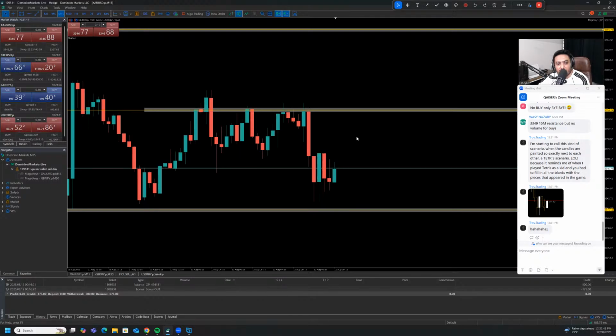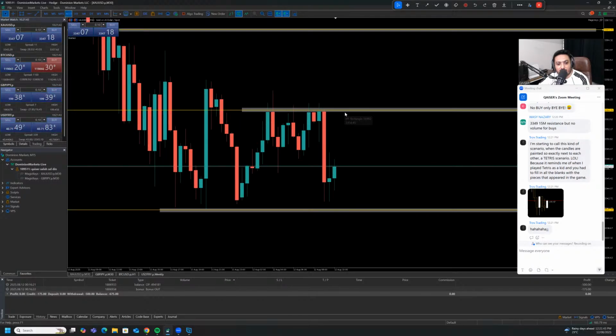If I wanted to take a buy, I would want to see a strong candle closed above this resistance area to continuously push upside, or a candle closed below the support area to continuously push to the downside.